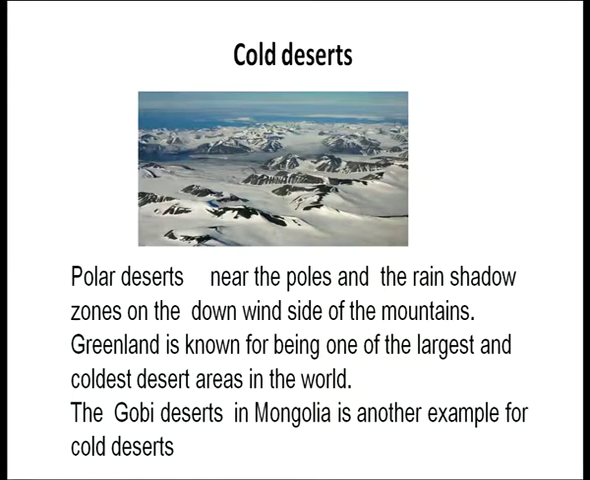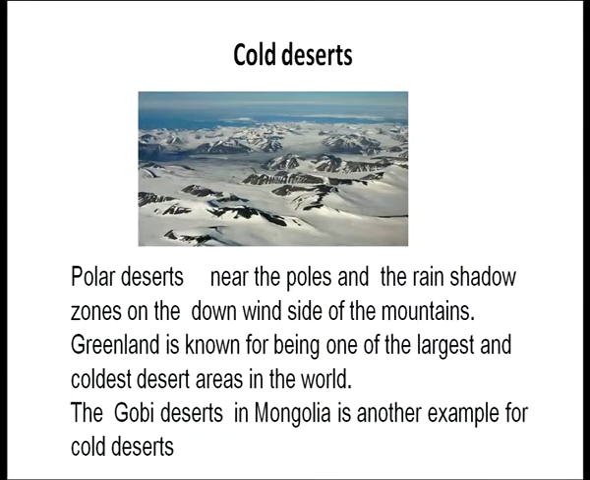The polar deserts are near the poles and in the rain shadow zones, the downhill side of the mountains. Greenland is known for being one of the largest cold desert areas of the world. Gobi Desert in Mongolia is another example of the cold deserts. The temperature tends to remain steady year round and typically ranges from 18 to 45 degrees Fahrenheit.